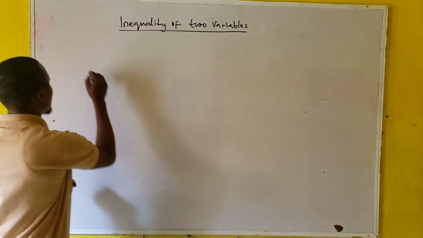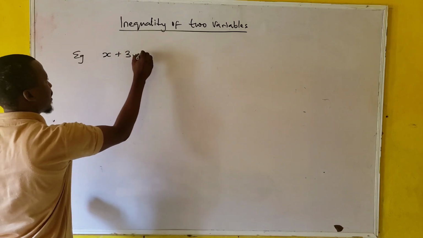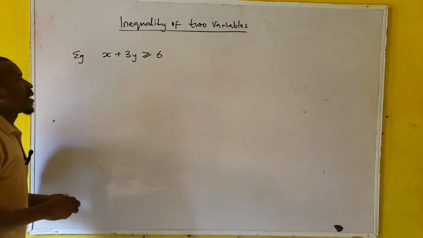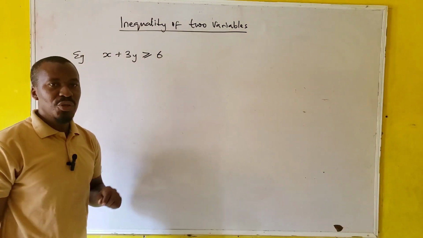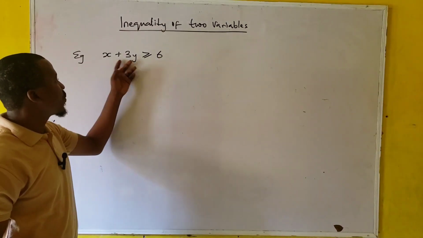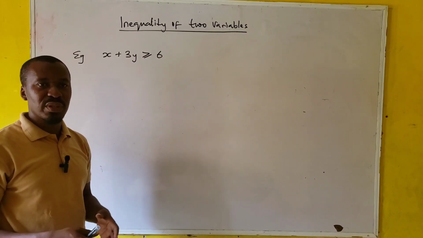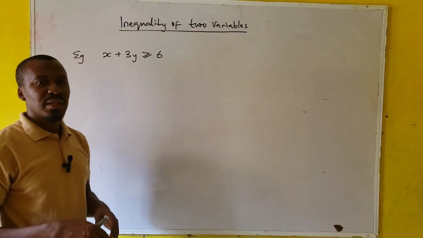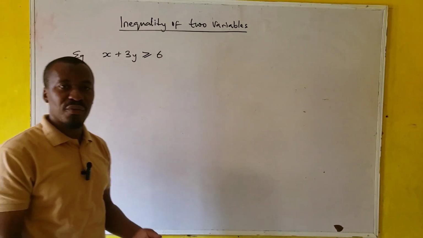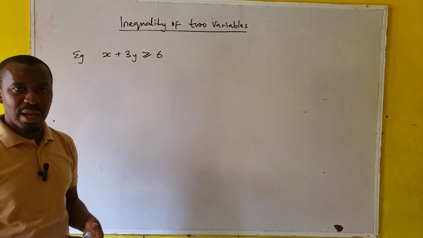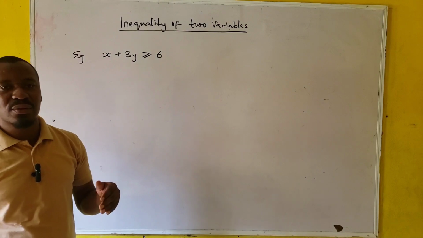Okay? Let's take for example x plus 3y greater than or equal to 6. Now, this is two variables. You know that in an equation, when we have two variables like this, we need another piece of information about the variables to be able to get the values of x and y. Now, that's equality. In inequality, we don't need more information on x and y because we are not trying to find the exact value of x and the exact value of y.